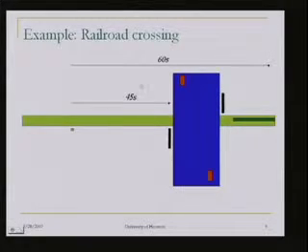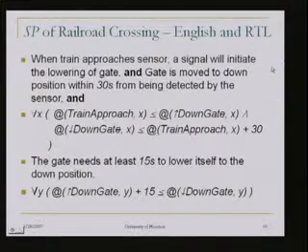And you see the timing constraint or the timing performance or behavior here. So it takes 45 seconds for the train to reach the crossing from the sensor, and it takes 60 seconds. So there are only a few cars, so it takes 60 seconds for the train to pass. Okay? So now we're going to model this in real-time logic.